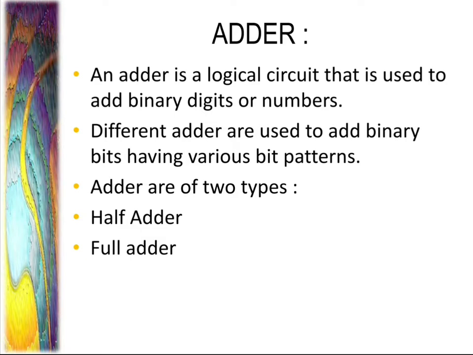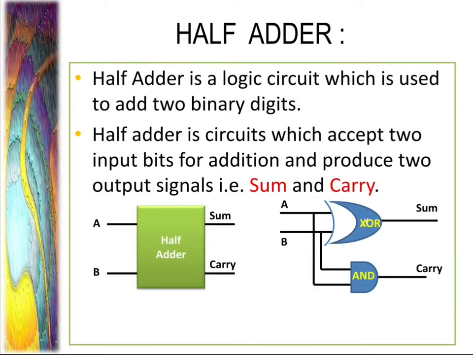Basically, different kinds of adders are created for adding different bits. It depends: if you want to add two bits, then you have to use a half adder, and if you want to add three bits, then you have to use a full adder. A half adder is basically used to add two binary digits, as I told you earlier. The block diagram is in front of us, where A and B both are the binary digits that we are going to add. Then the output is produced, that is the sum and the carry, from the addition.